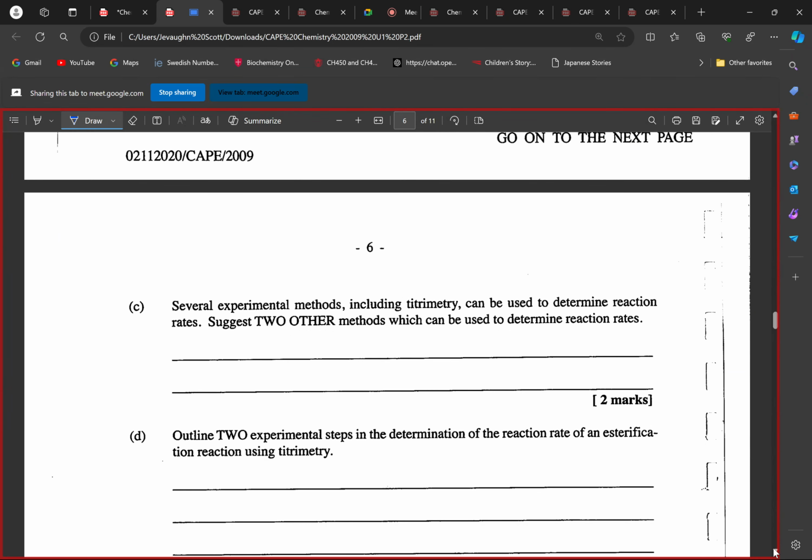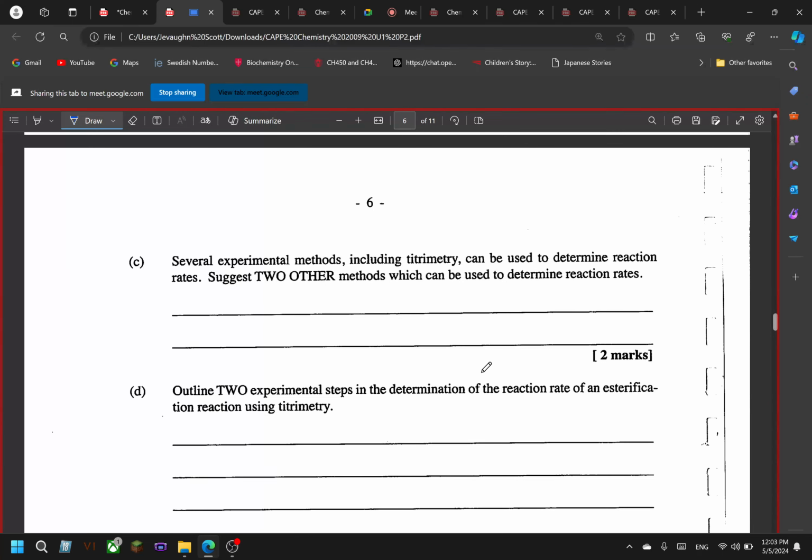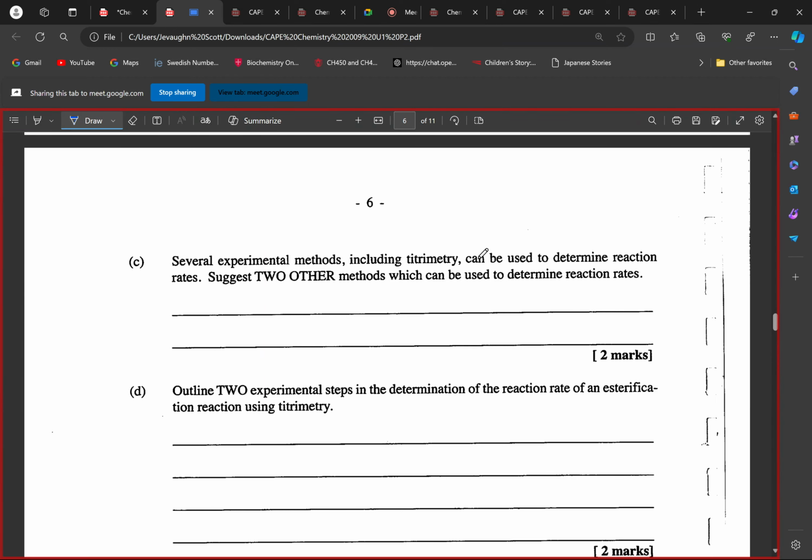All right, so here now: several experimental methods, including titration, can be used to determine the reaction rates. Suggest two other methods which can be used to determine reaction rates. So other than titration, which rules out potentiometry and all other types of metry, because some persons would put, oh, titration is only titration. That's not true. So without using titration, how can we actually determine the reaction rates?